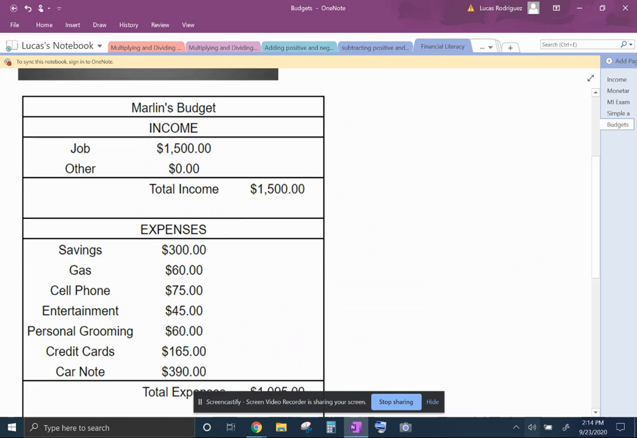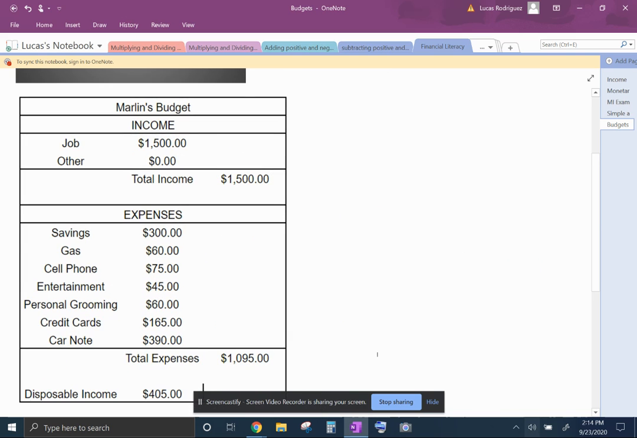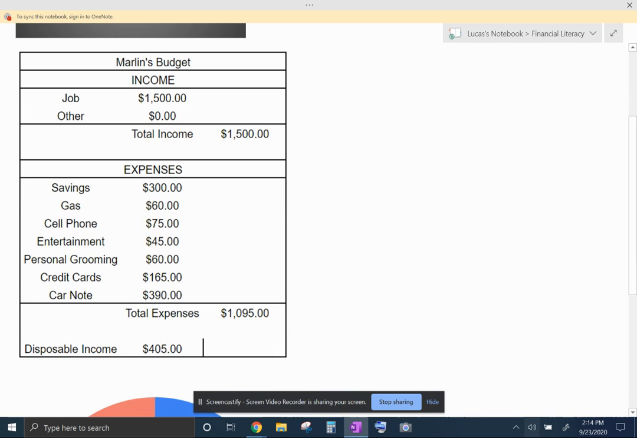So we're looking here at Marlon's budget. And Marlon's budget, he has income only from his job, which is $1,500 a month. Okay, they're going to be monthly budgets. And he also has some expenses. So let's go over some of these expenses. Expenses are the savings, gas, cell phone, entertainment, personal grooming, credit cards, and car note.